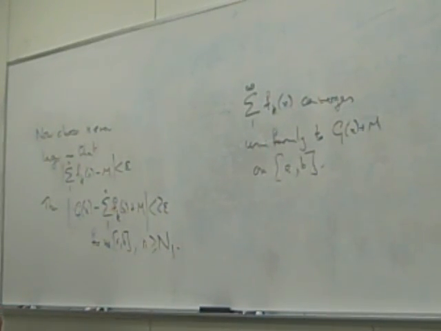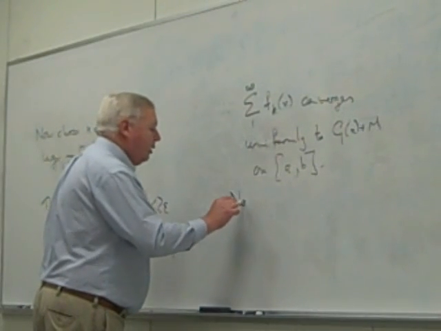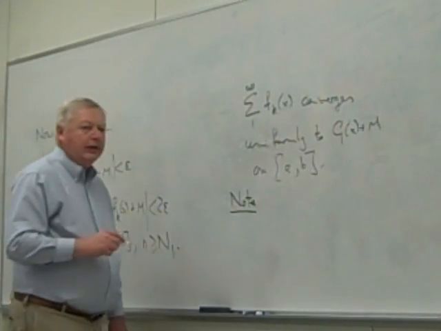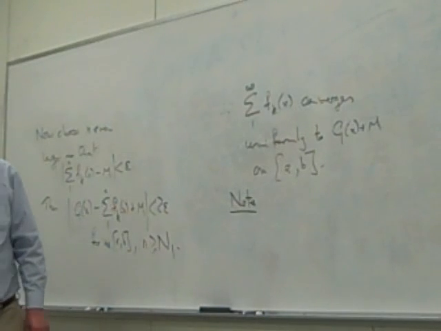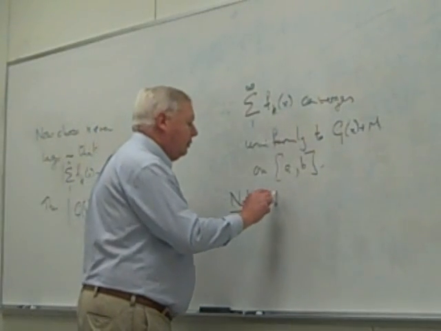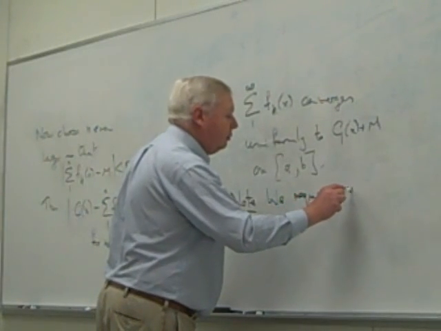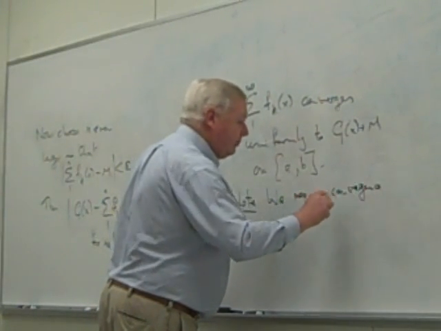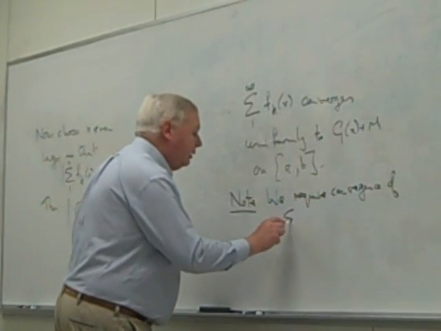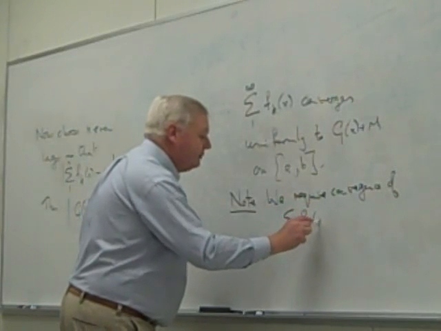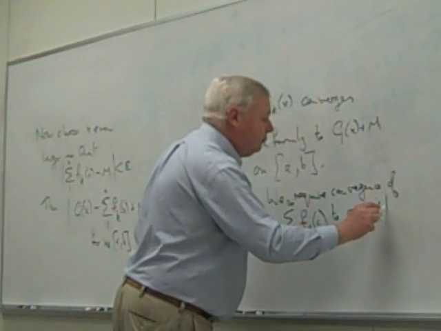Okay, so what about that hypothesis? It has to be in there to avoid the following trivial example. We require convergence of sigma fn of c to avoid this example.